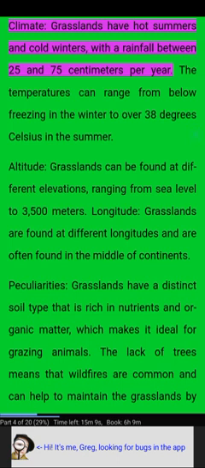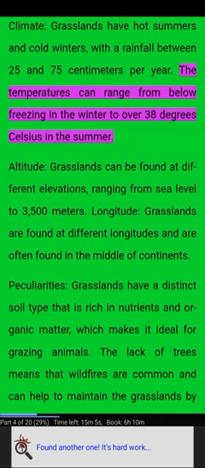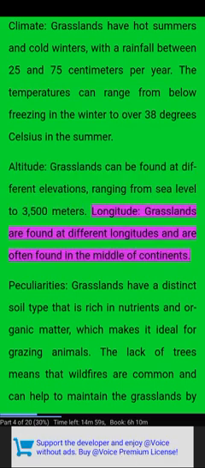Climate: grasslands have hot summers and cold winters, with a rainfall between 25 and 75 centimeters per year. The temperatures can range from below freezing in the winter to over 38 degrees Celsius in the summer. Altitude: grasslands can be found at different elevations, ranging from sea level to 3,500 meters. Longitude: grasslands are found at different longitudes and are often found in the middle of continents.